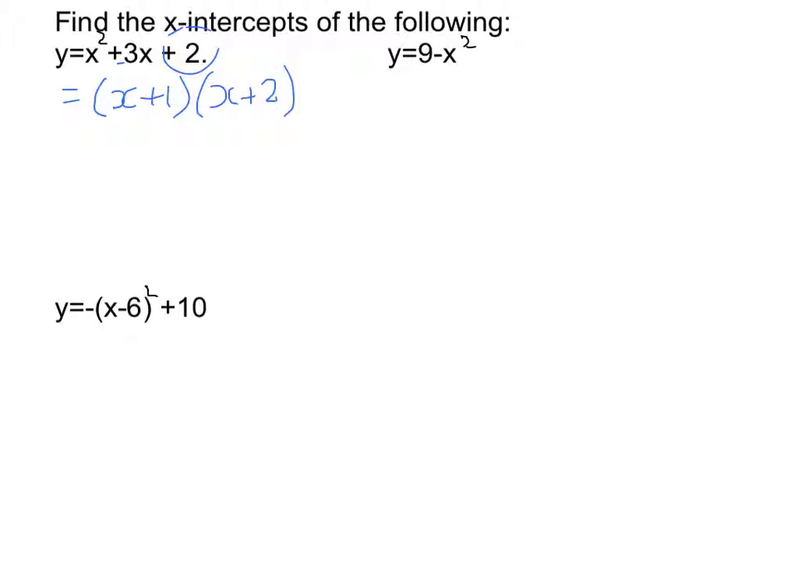We apply the null factor theorem to this, so we set each one of those brackets equal to 0. So if x plus 1 is equal to 0, therefore take away 1 from both sides, x will equal negative 1. Similarly, if we have x plus 2 equals 0, take away 2 from both sides, we have x equals negative 2. So our 2 x-intercepts for this one will be at negative 1 and 0.